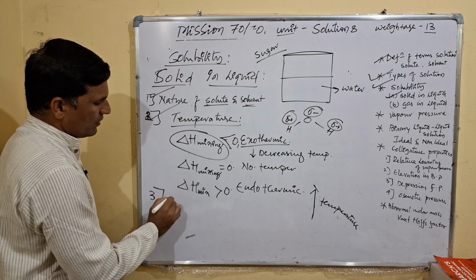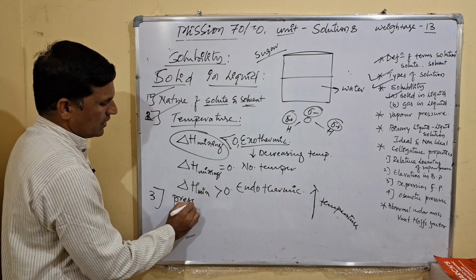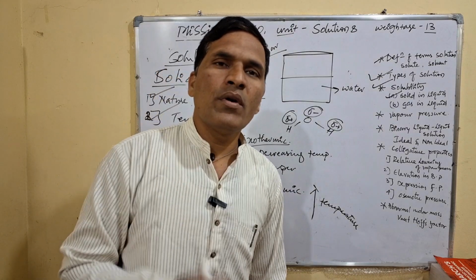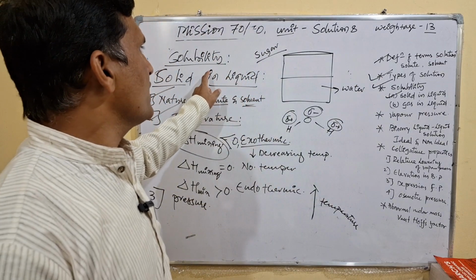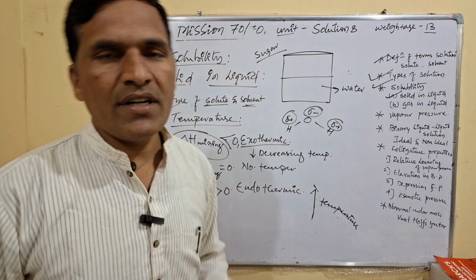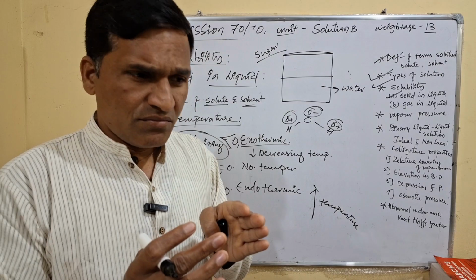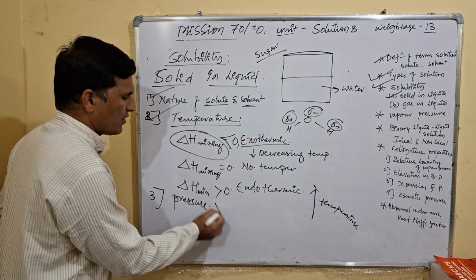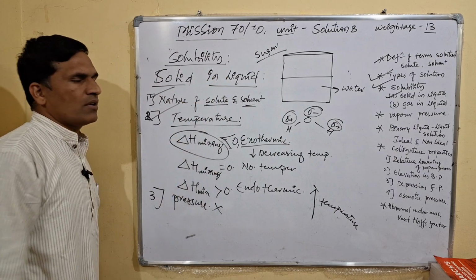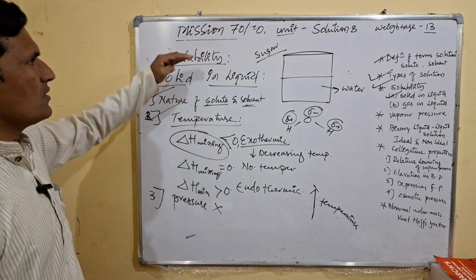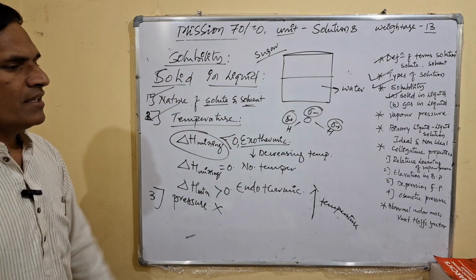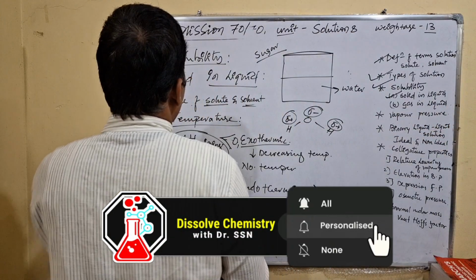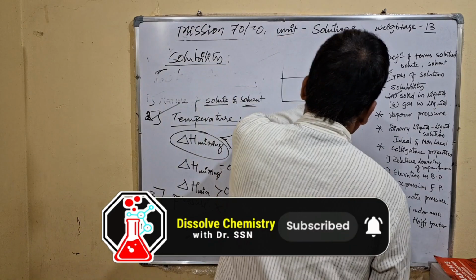And the third important one is pressure, and pressure has negligible or no effect on the solubility of solid in liquid. What is the reason for that? Solids and liquids are non-compressible, so pressure is not having any effect on the solubility of solid in liquid. Okay, so this is all about solid in liquid, and next we will talk about gas in liquid.